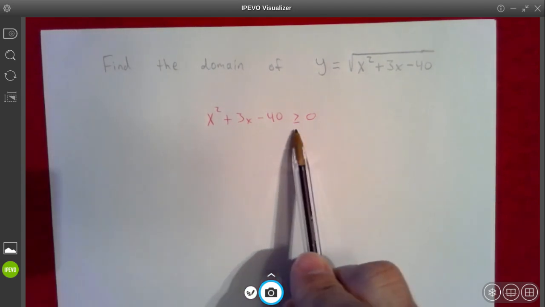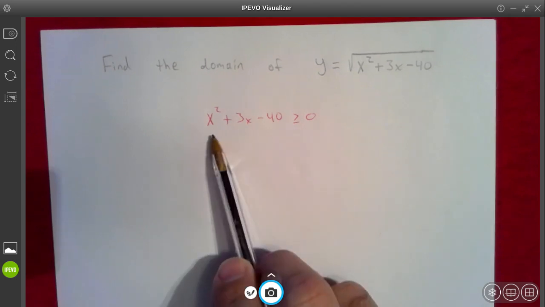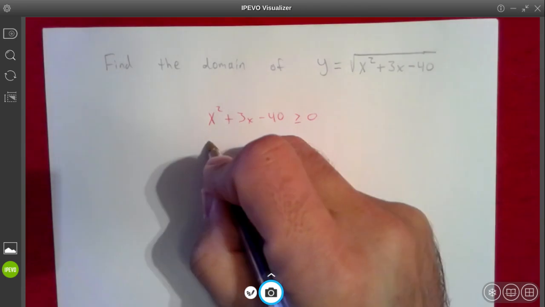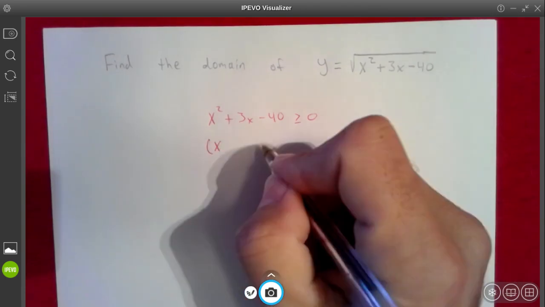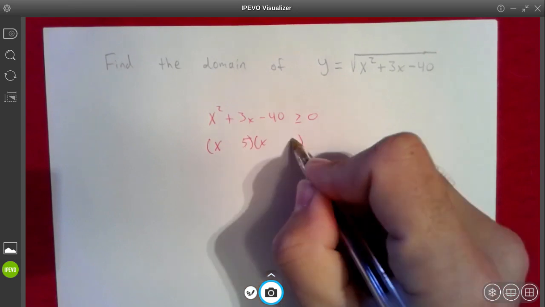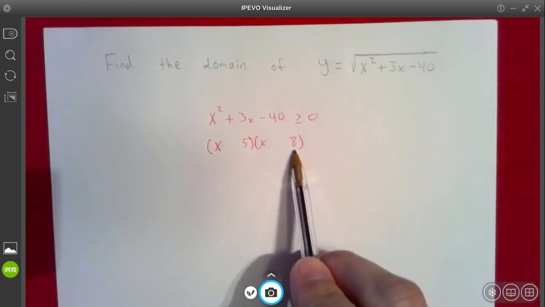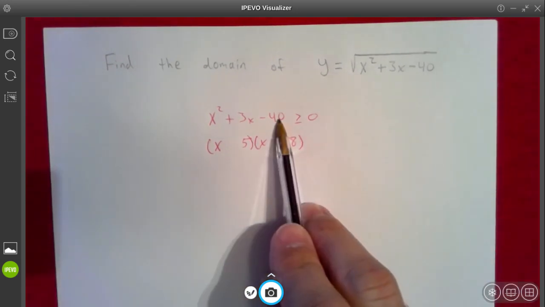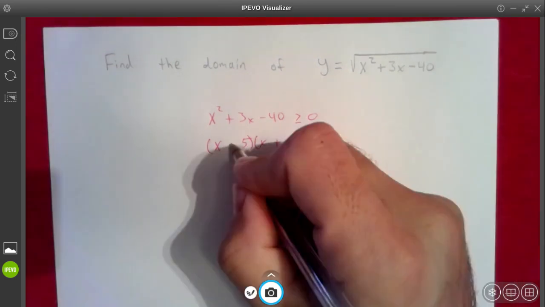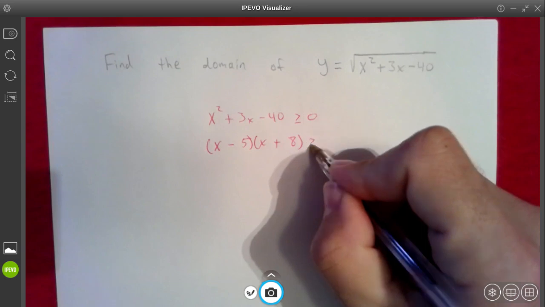The way that we solved them in the past was we would factor this. We would find the places where it's equal to 0. Okay. It would be x and x, 5 and 8. So these are the two numbers that multiply to give us 40, and they got to subtract to give us 3. So the 8's positive, 5's negative.